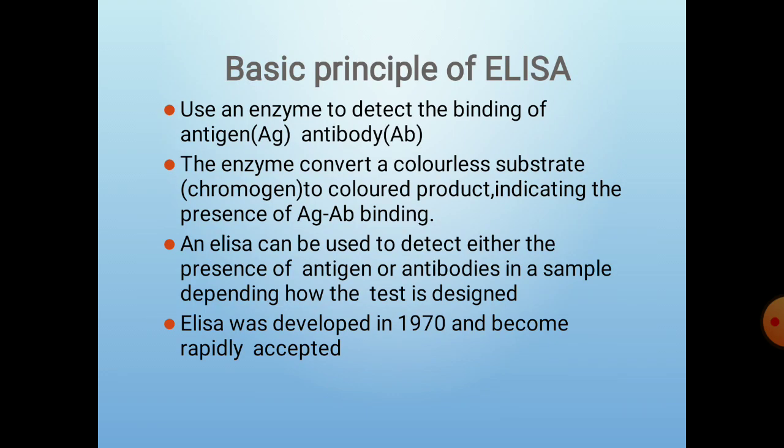The basic principle of ELISA: it uses an enzyme to detect the binding of antigen and antibody. The enzyme converts a colorless substrate, chromogen, to a colored product, indicating the presence of antigen antibody binding. An ELISA can be used to detect either the presence of antigen or antibodies in the sample depending on how the test is designed. ELISA was developed in 1970 and became rapidly accepted.